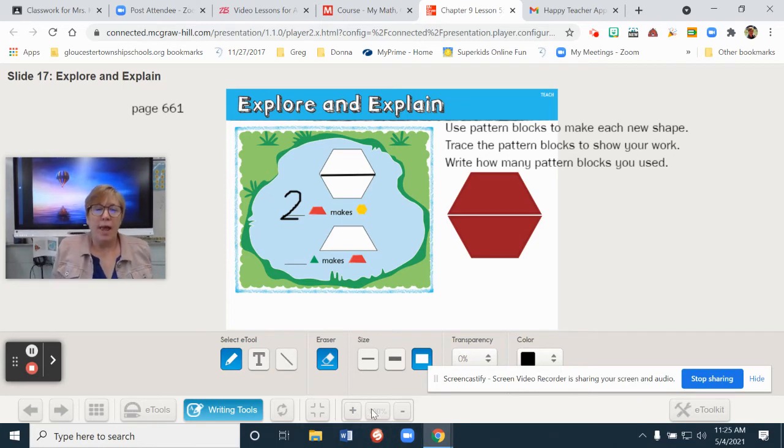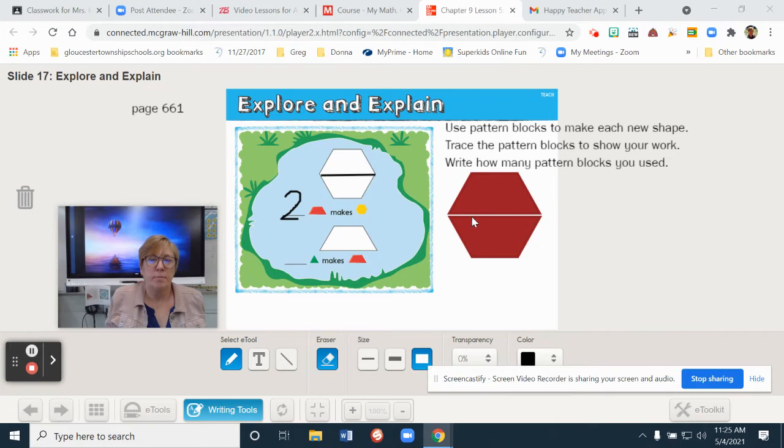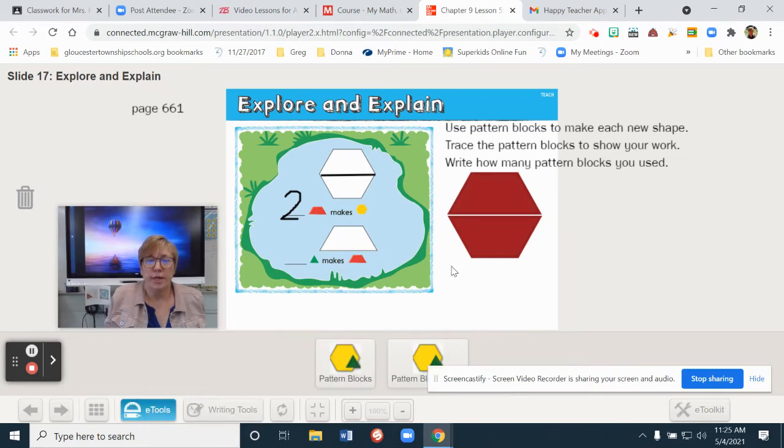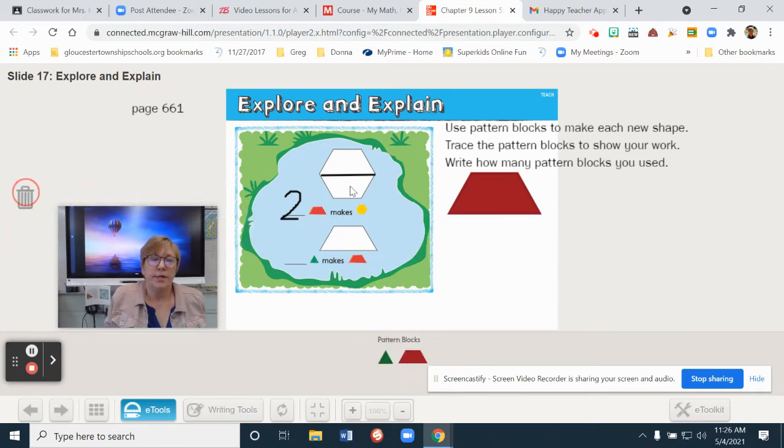They want to know how many triangles make a trapezoid. Okay, so to show that. Let's see, I know there's a way I can kind of put this in my little trash can here. Maybe not. Oh, I know why. Because I have to be on the shape. Oh my goodness. It can never just be easy. I'm going to put this in here because I'm done.